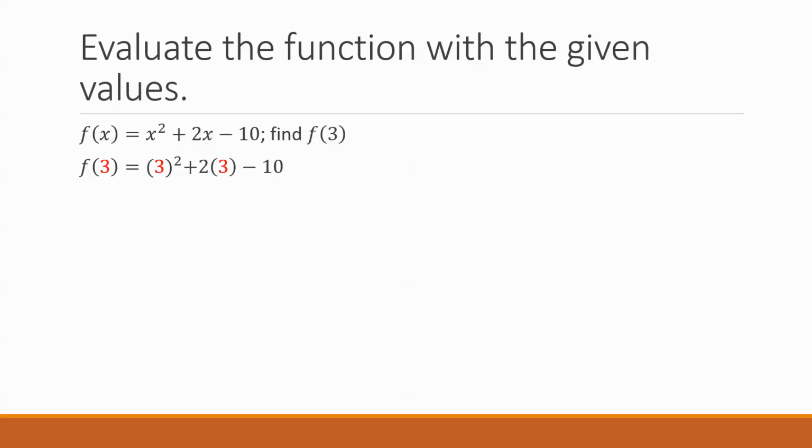So f of 3 would equal 3 squared plus 2 times 3 minus 10. And then from there, you're just simply using your order of operations on the right hand side to simplify that, keeping the f parentheses 3 like it is on the left hand side. So 3 squared is 9, 2 times 3 is 6, and you have f of 3 equals 9 plus 6 minus 10. Calculate that, and f of 3 equals 5, and you're done. So you're substituting what's in parentheses in the place of the variable, and then you're simplifying.